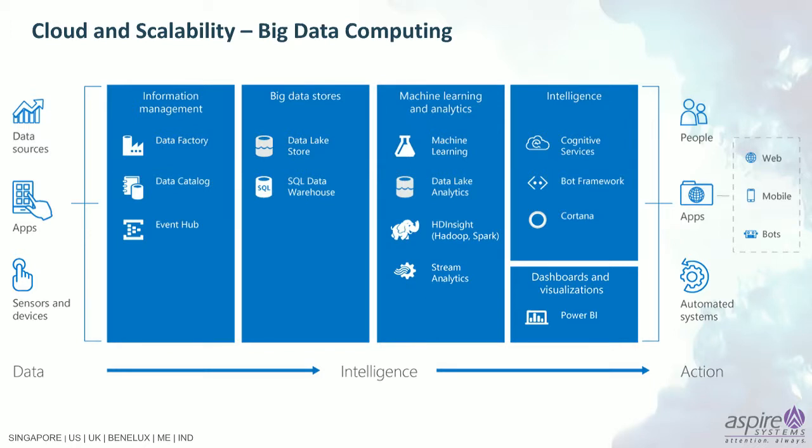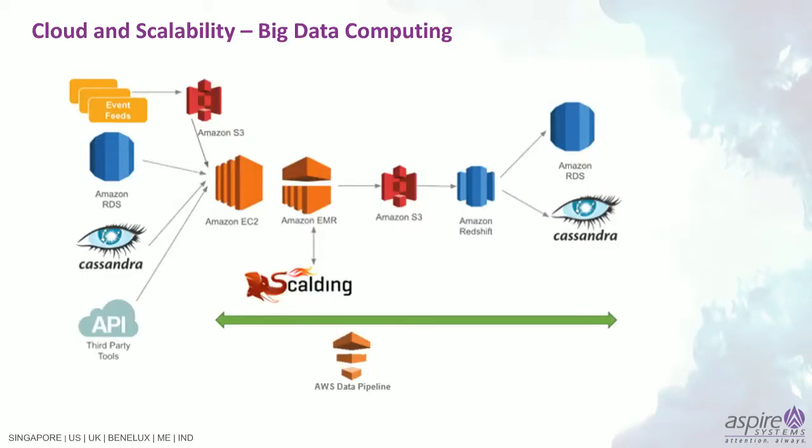The examples that you see in the current slide are from Azure. Some of the services that you see are Data Lake Store, SQL Data Warehouse, and various tools related to machine learning, Data Lake Analytics, and HDInsight as part of your machine learning and analytics. And these are some examples of services from AWS for big data. You have Amazon EMR, S3, and Amazon Redshift. All these can work in conjunction with services like Amazon RDS or tools like Cassandra, and they are all orchestrated using AWS Data Pipeline.